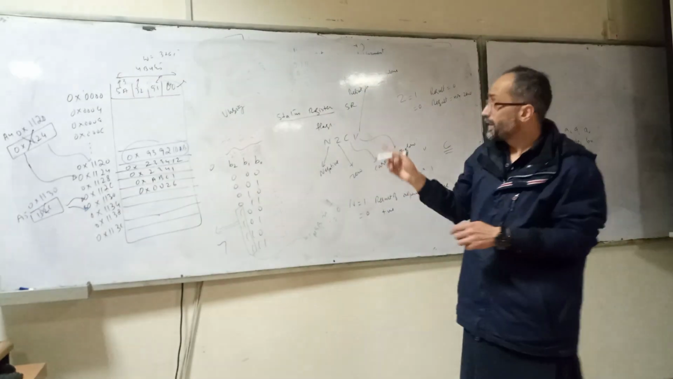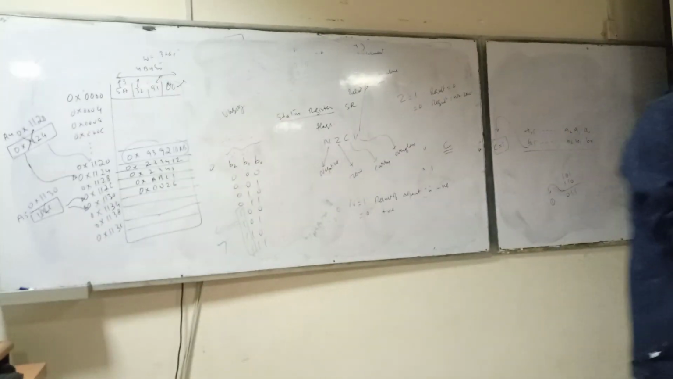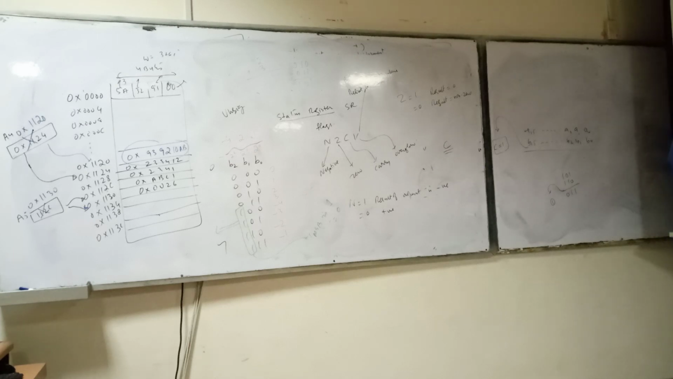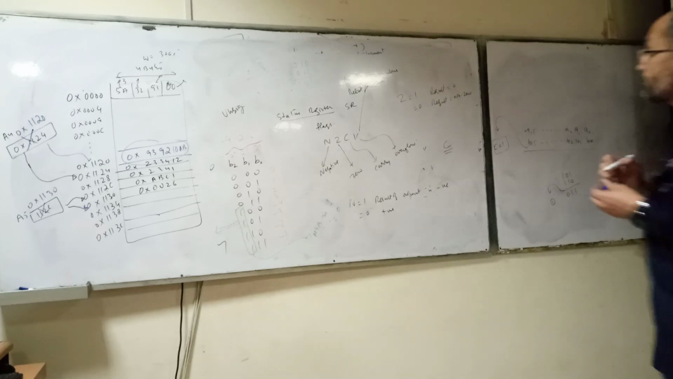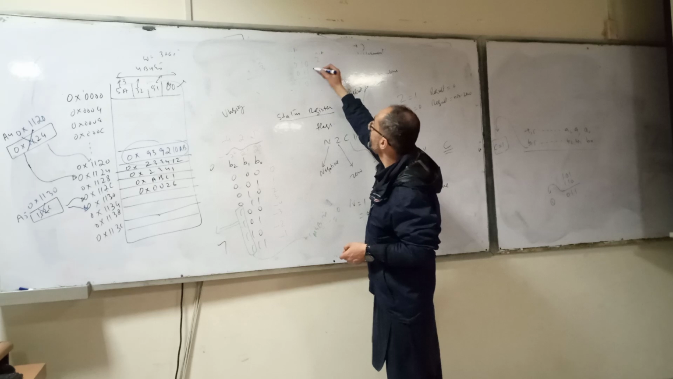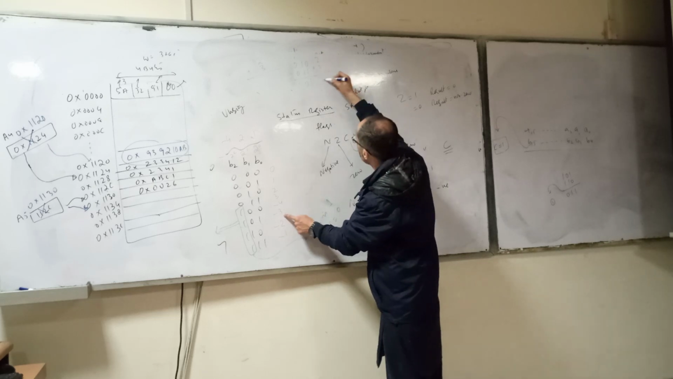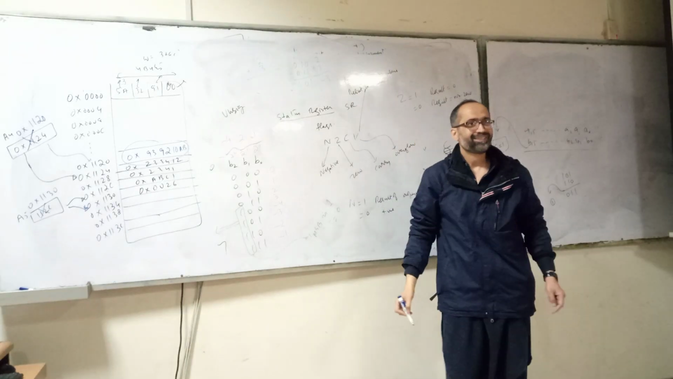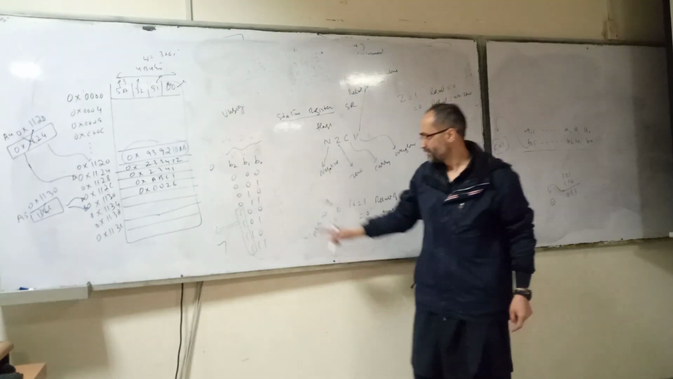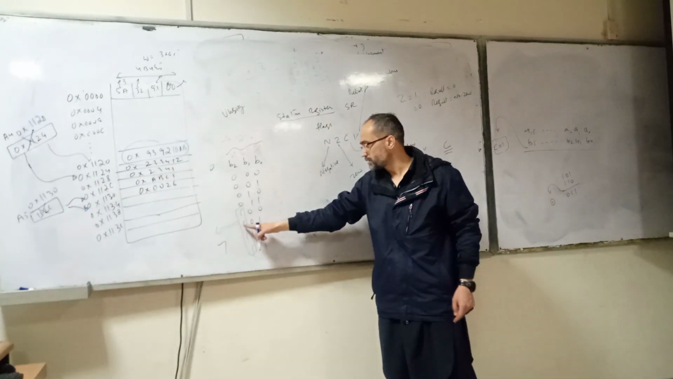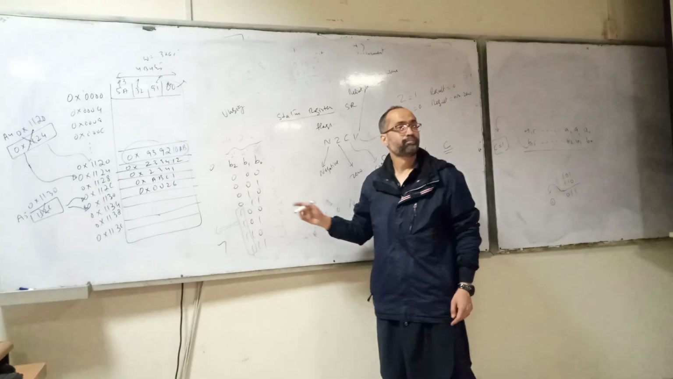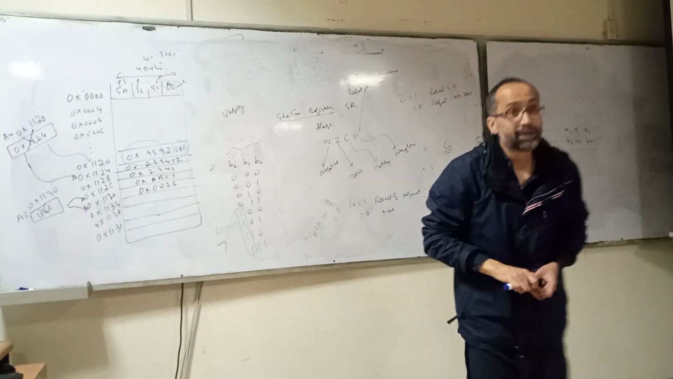In unsigned representation, we don't have a problem. We don't have an overflow. But in signed representation, we have an overflow. Because when we add 2 plus 3, the result should ideally be 5, but 1, 0 is actually equal to minus 3. So the overflow will be generated.